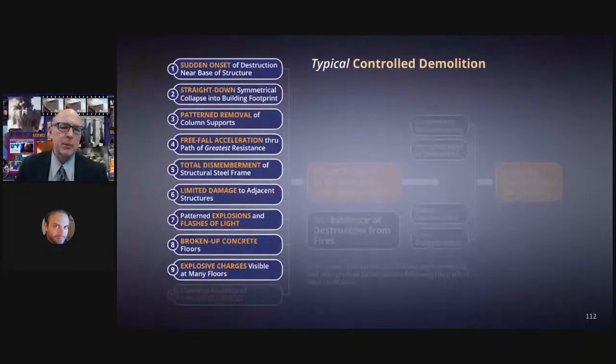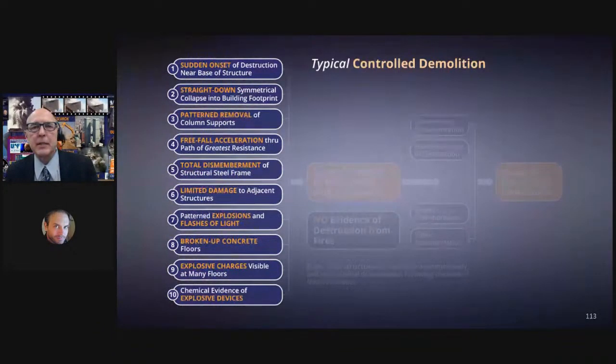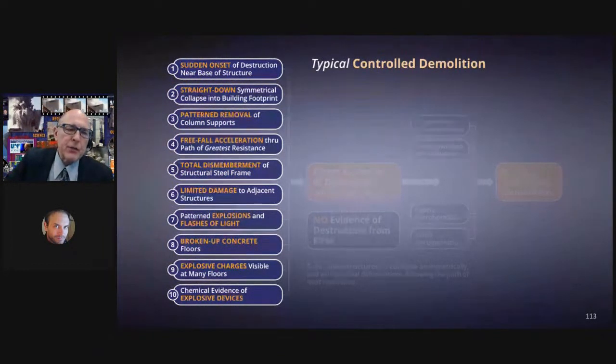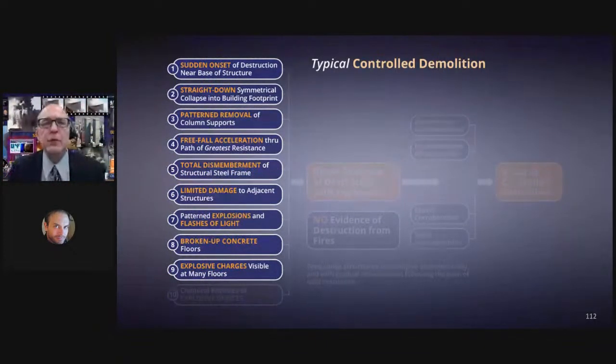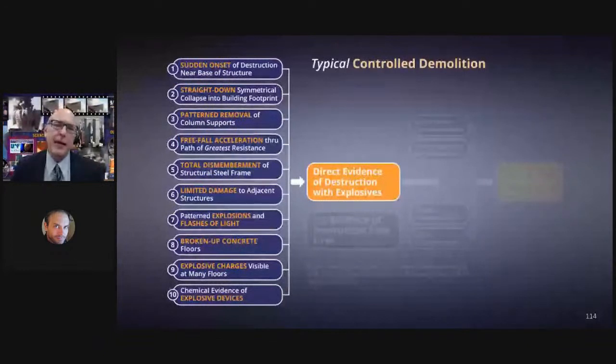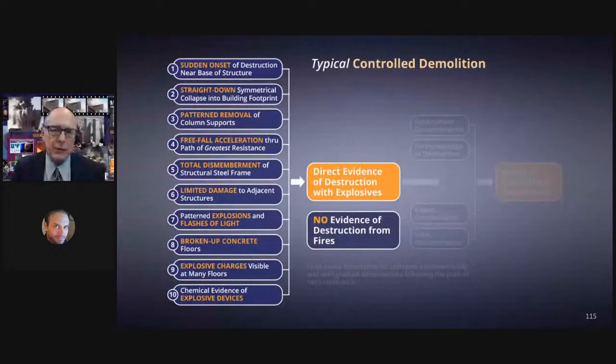Feature 9, explosive charges, of course, are chemical evidence of them left behind. Well, that's the next one, chemical evidence left behind in the residue. That would be obvious. Feature number 10, there's explosives going off at various floors. It's obvious that they're explosions, not part of any natural collapse. These features are direct evidence of destruction with explosives. They're not features of destruction with fire, any of them, let alone all of them.